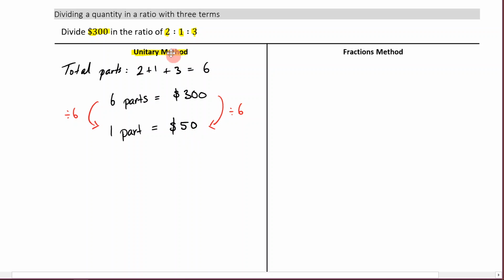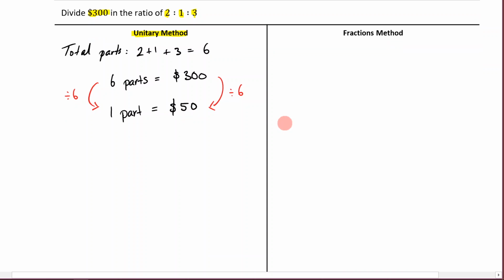Now, I want to find 2 parts, 1 part, and 3 parts. Now, you might find that you can do this a bit quicker than what I'm doing it, but I'm really trying to spell it out. So feel free, if you want to do this a bit quicker, to do it another way. I'm first going to deal with finding 2 parts. To find 2 parts, I go, how do I go from 1 to 2? Oh, I'm timesing it by 2. And over here, I times by 2. What is 50 times 2? Well, it's going to be $100. And that's going to be one of my first answers. So the 2 parts will be $100.